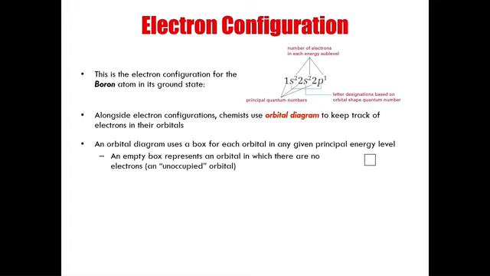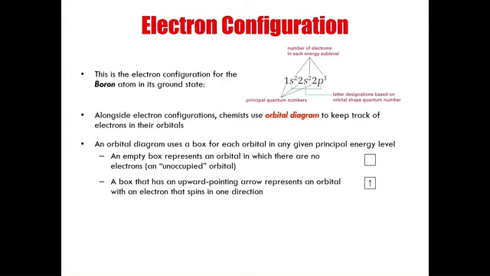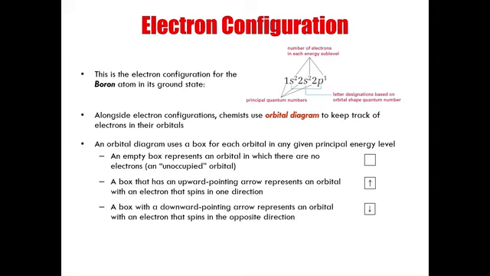And this box can be empty, which would imply that it's unoccupied, meaning it could be filled with electrons. It could have one electron pointing upward. That would mean that you have a positive spin electron and it's half filled. It could be pointing down, meaning that you have a negative spin electron and also that orbital is half filled. Or you can have a box with two electrons pointing in opposite directions, meaning that you have a filled orbital with positive and negative spin electrons.